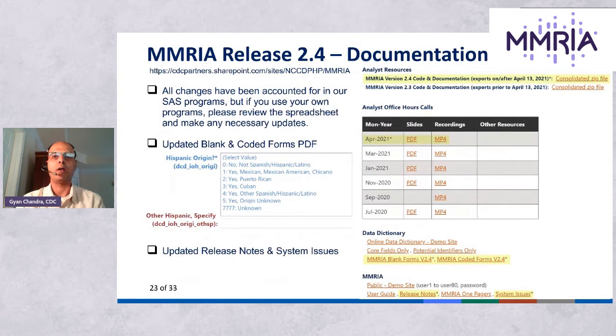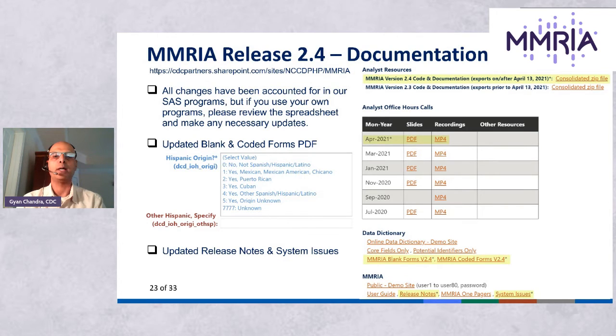We have documented all form and data field changes made to the MMRIA system in an Excel file posted on the MMRIA documentation site. To access this spreadsheet as well as updated SAS import and analysis programs, please download the zipped file corresponding to MMRIA version 2.4 in the Analyst Resources section. Presentation slides and recordings of past abstractor and analyst hours are also available on the MMRIA documentation site. This includes the special April 2021 Analyst Office Hours session in which Susanna covered changes to the SAS import and analysis programs that should now be used to process MMRIA data.